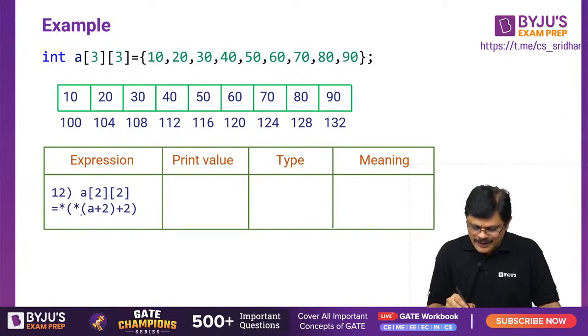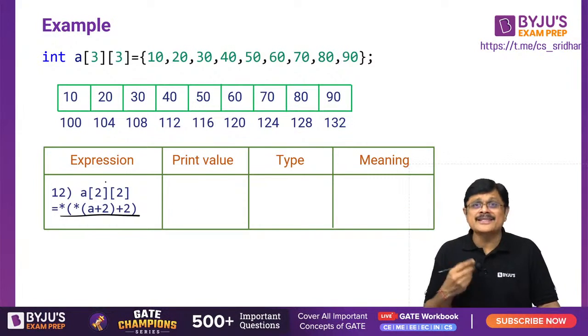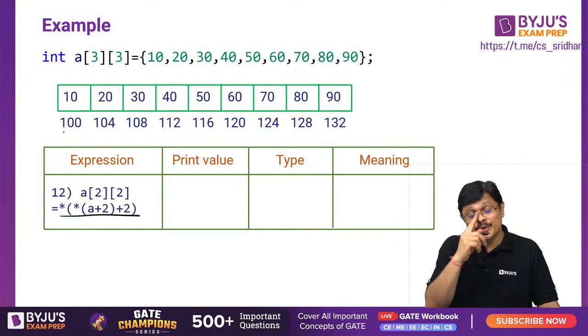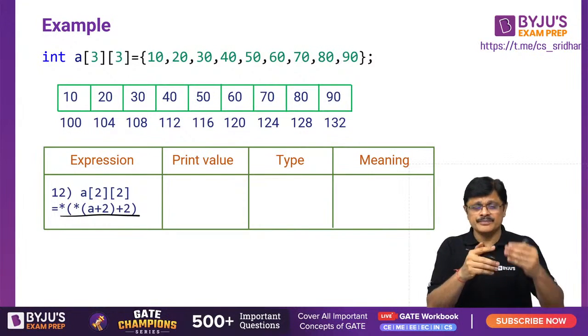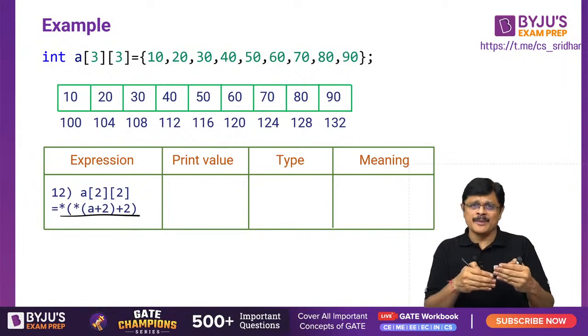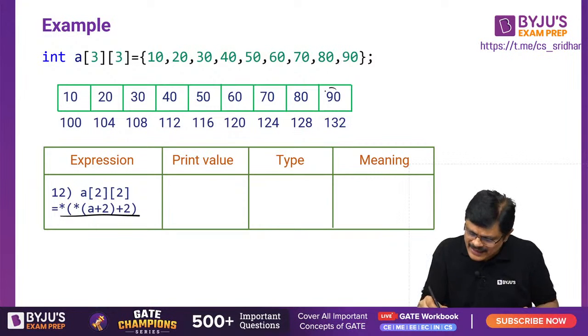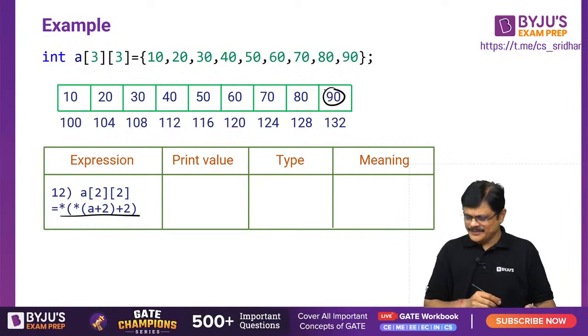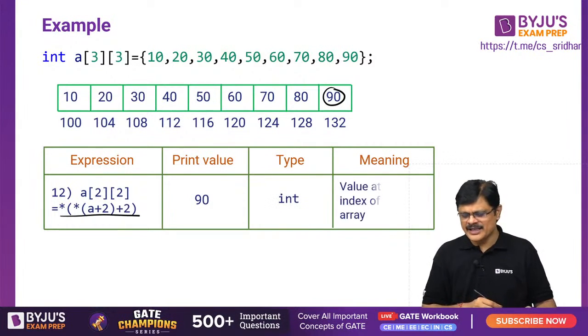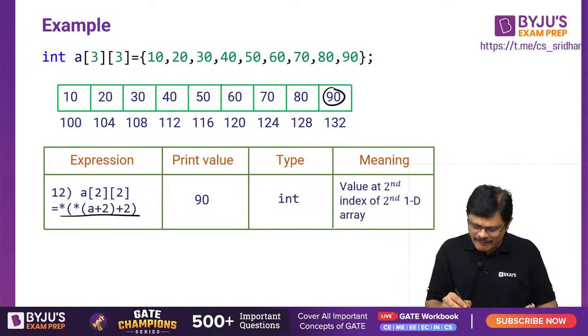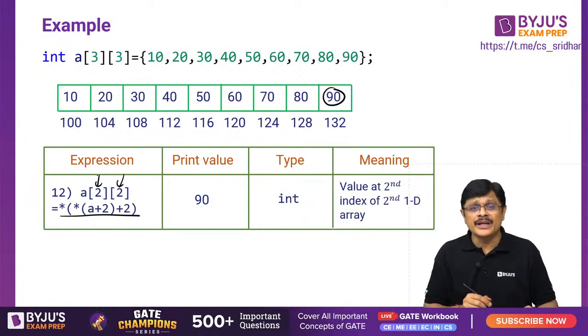And as I told you, whether you write like this or you write like this, they are one and the same. That we discussed in the beginning, my dear friends. A22 is exactly the same as this A22, because you need to understand it's like A00, it is going to start. A2, that is 0, 1, second one-dimensional array, second index 0, 1, 2, that is 90. Same as the previous one. It is an integer, value at second index of second 1D array.